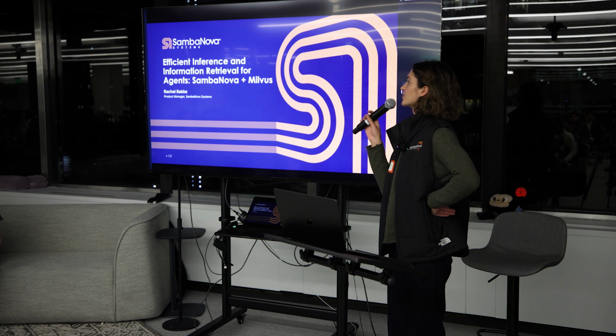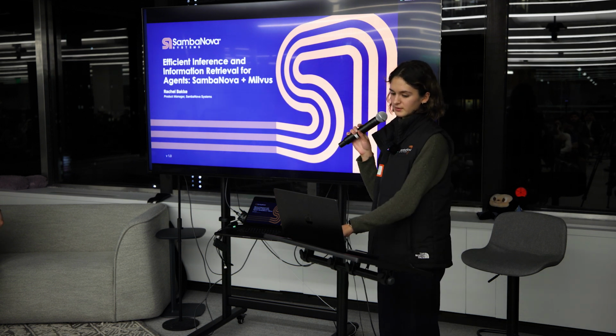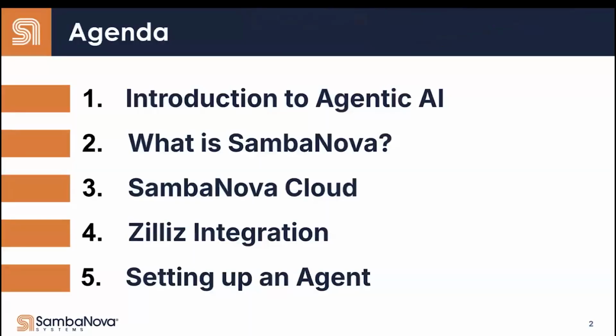Today I'm going to be talking about efficient inference and information retrieval for agents. I'm mainly going to start out with what an agent is and how an agent workflow works. Then I'm going to go into our piece at SambaNova, what we provide, which is basically really fast inference. I'm also going to cover a recent Zilliz integration that we partnered with, using their vector database in an agentic context. And then at the end, I'm going to do a bit of a live demo and share some resources that we have for developers to get going in this really exciting area.